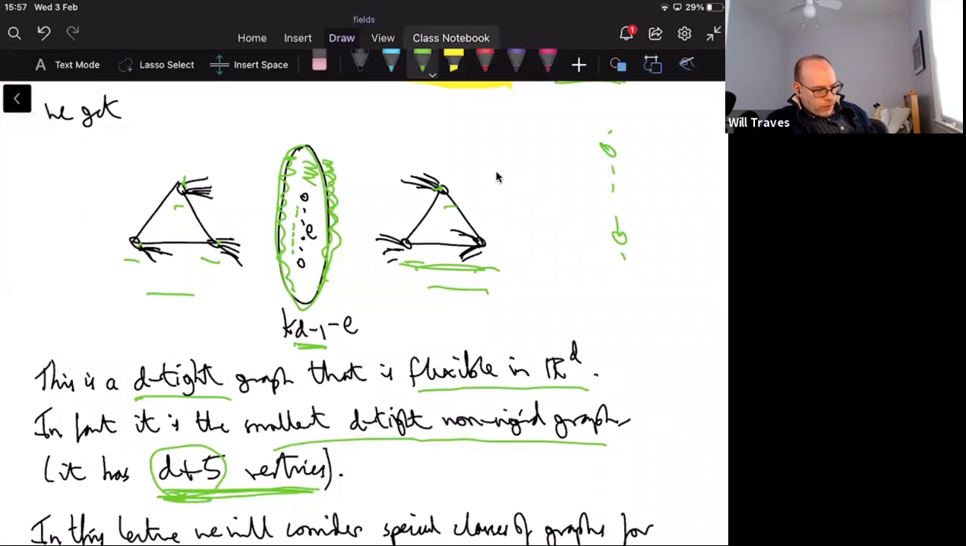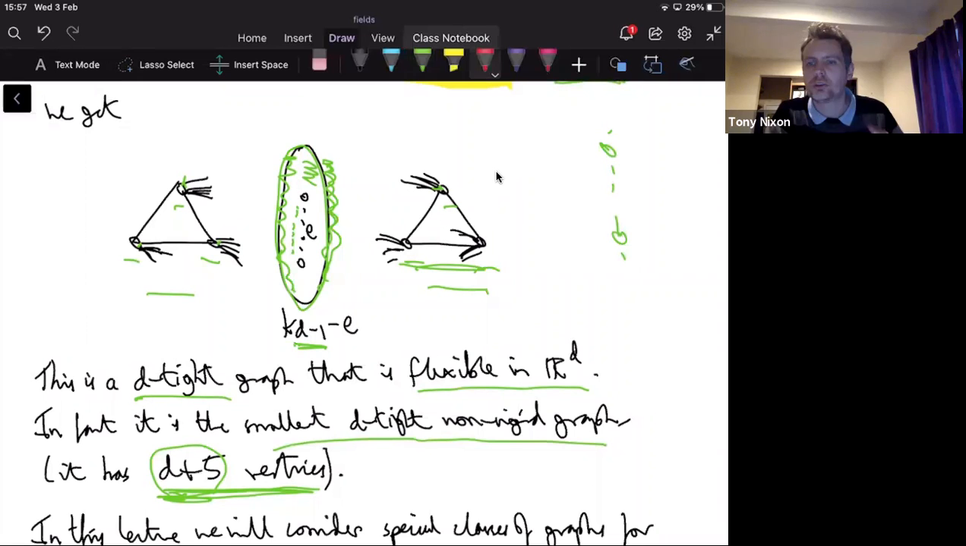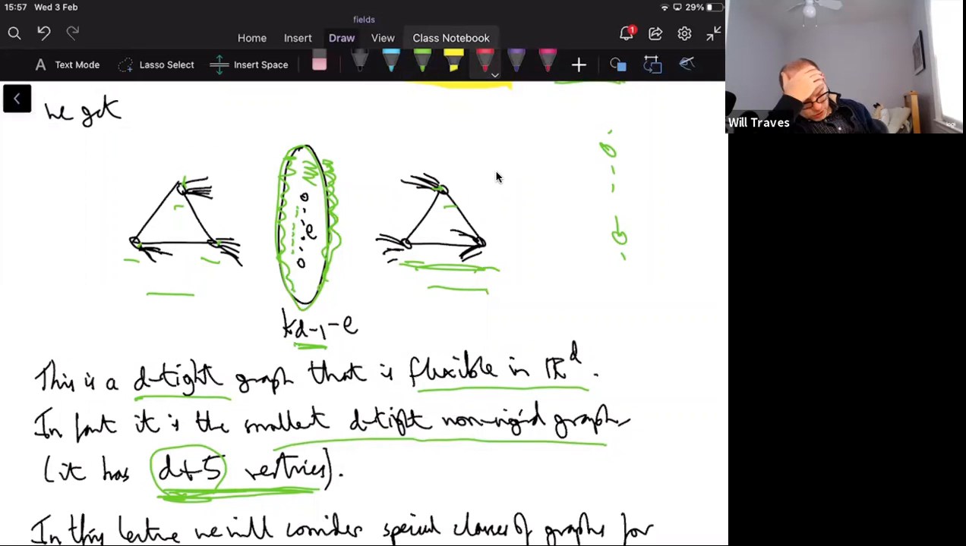I've got a question about this analog of Laman's theorem that we're searching for. Laman's theorem says that every D-tight graph is minimally rigid in RD, and that... No, I guess that's false. Laman's theorem says every 2-tight graph is minimally rigid in R2. I see. Sorry. Yeah, the analog that we're searching for is some characterization of minimally rigid graphs in RD. Is that the aim? Yes.